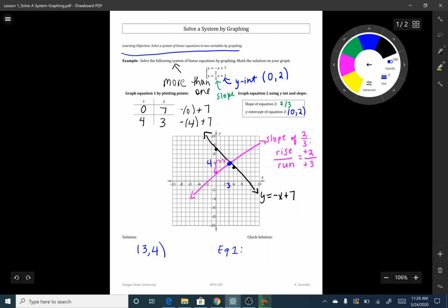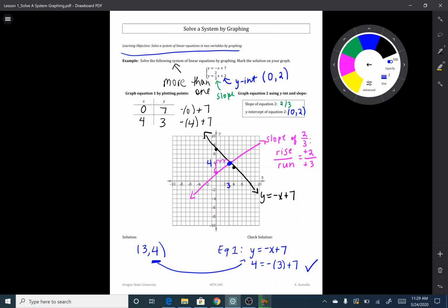So I want to check y equals negative x plus 7. Well, I'm plugging in this point, so I'm going to plug in this y value: 4 equals negative 3 plus 7. Well, this is true, right? 4 is equal to negative 3 plus 7. So that is good to go.